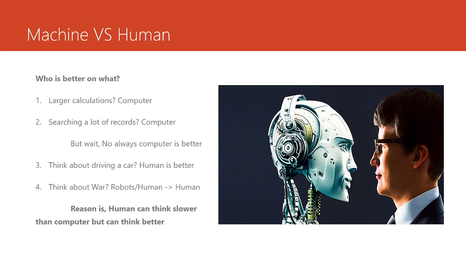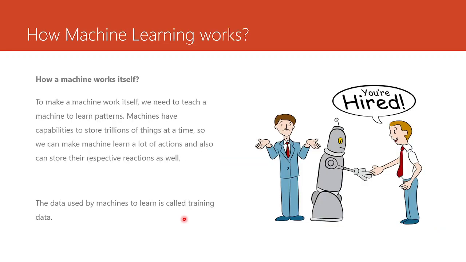The reason is that a human can think slower but better than a machine. This is the main phrase which is discussed here. Humans think slower than a computer, but a human can think better than a computer. A computer cannot actually compete with a human while making decisions. A computer can just make decisions faster than a human if it is trained well.